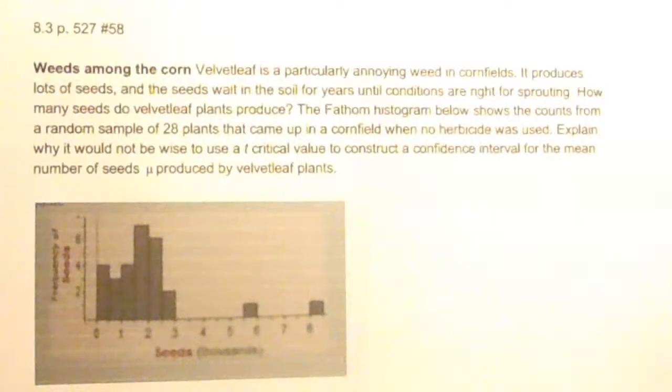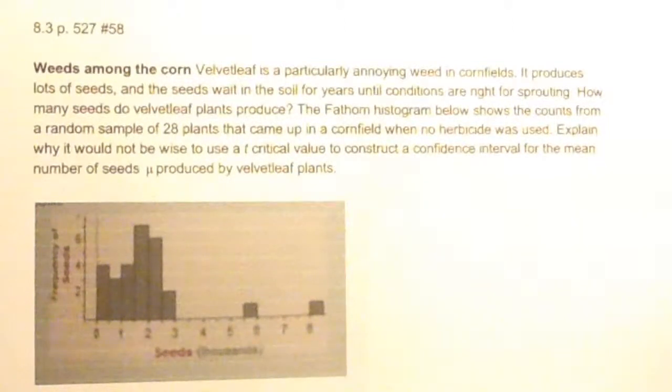So today we're working in section 8.3, page 527, number 58, weeds among the corn. Velvet leaf is a particularly annoying weed in cornfields. It produces lots of seeds, and the seeds wait in the soil for years until conditions are right for sprouting. How many seeds do velvet leaf plants produce?